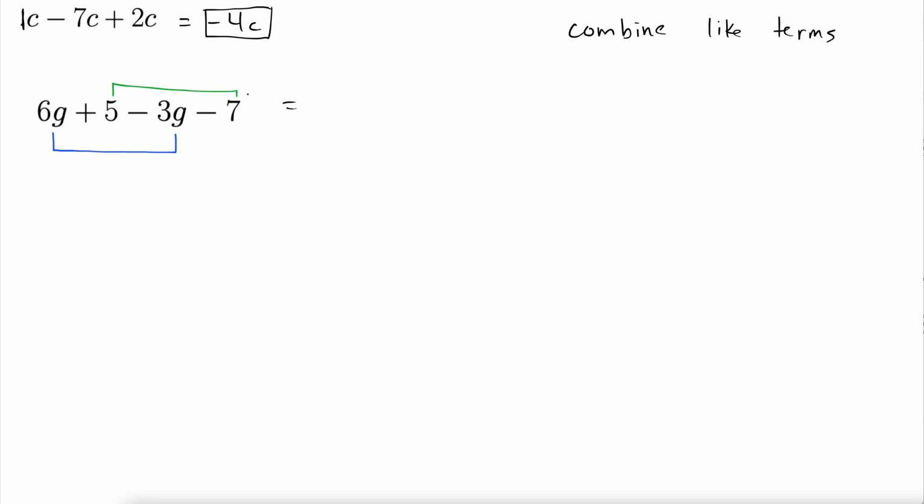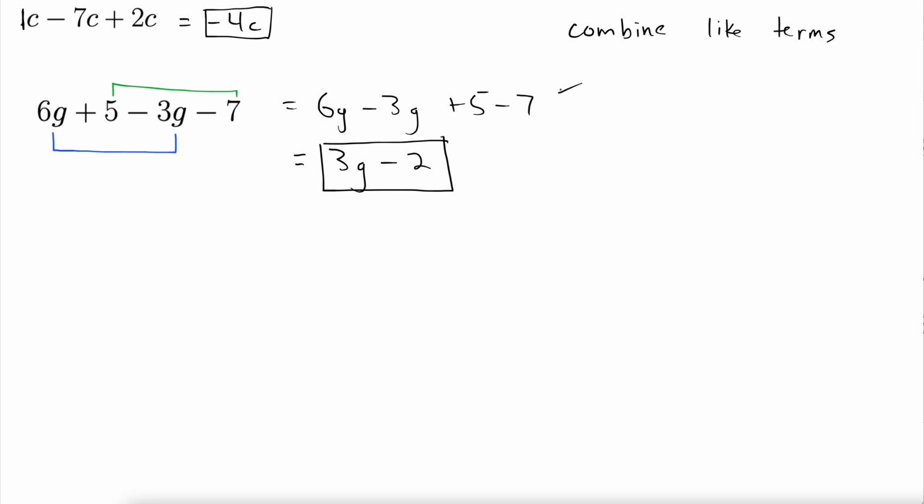Okay, so let's see what we have here. We have 6g minus 3g plus 5 minus 7. 6g minus 3g is 3g. 5 minus 7 is minus 2. So 3g minus 2 for that one. And this step that I did here is extra. It might help to do that for a while, but it's not crucial to do that step. Oftentimes you'll be able to see that and do this without doing this extra step.